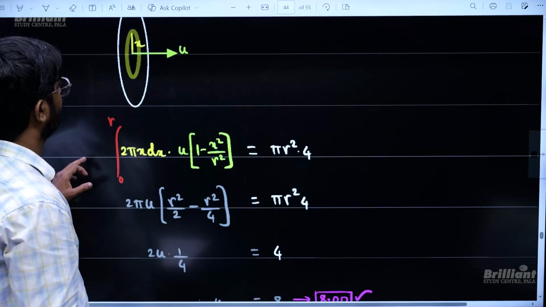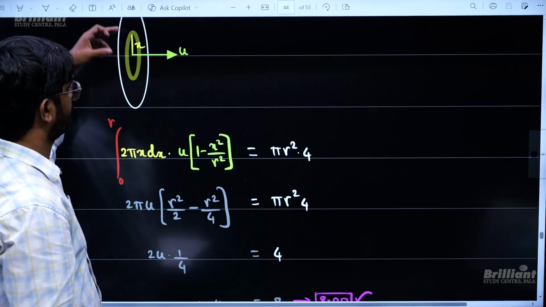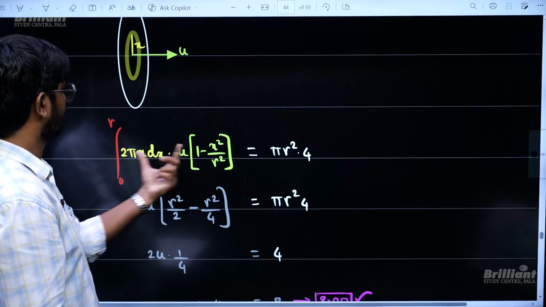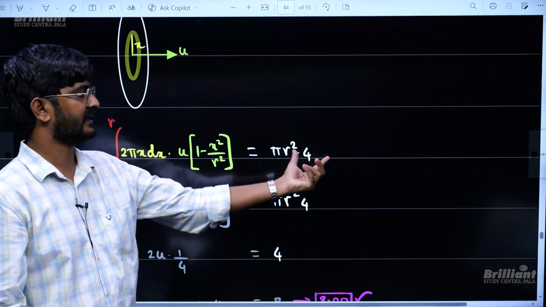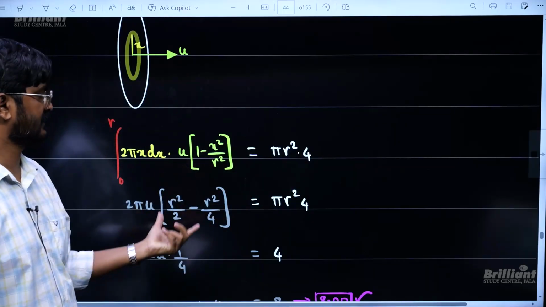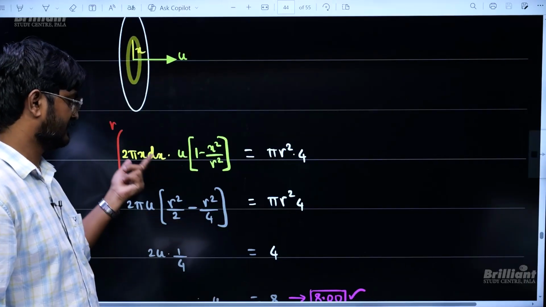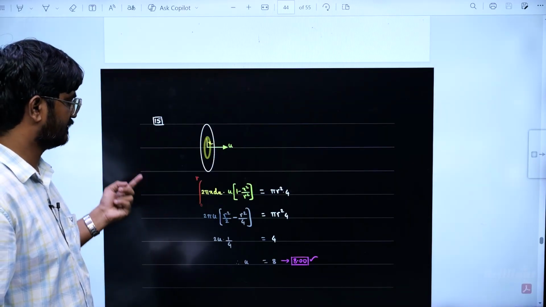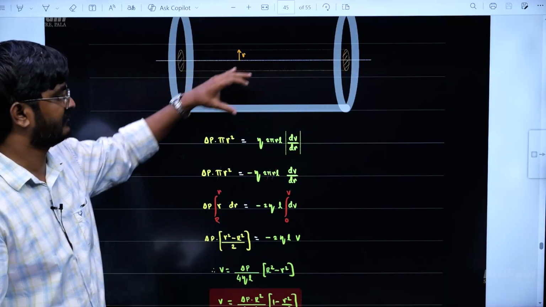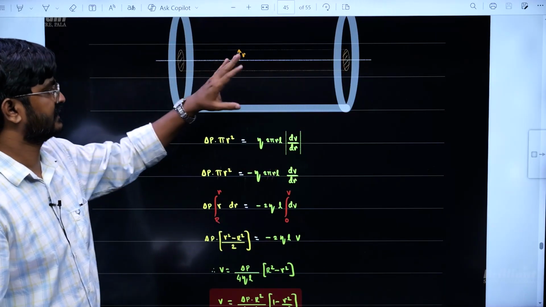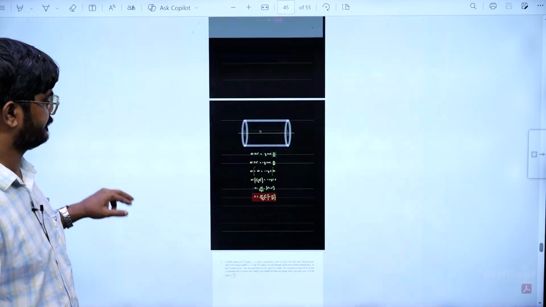Volume flow rate is going to be area times velocity. Area of this is 2 pi x dx and its velocity profile is this much. When you integrate, you will be getting the rate of flow that should be equal to pi r square times 4, that was given in the question. Now, the only important thing in the question is understanding this profile. Then it's only about substituting the values. That profile you can get easily by drawing the free body diagram of this and making net force 0. Pressure difference times area will be equal to the viscous force.